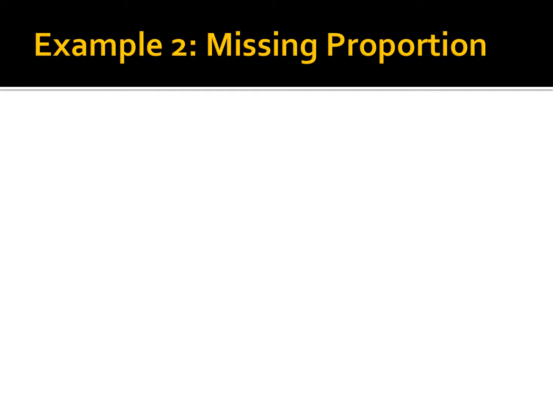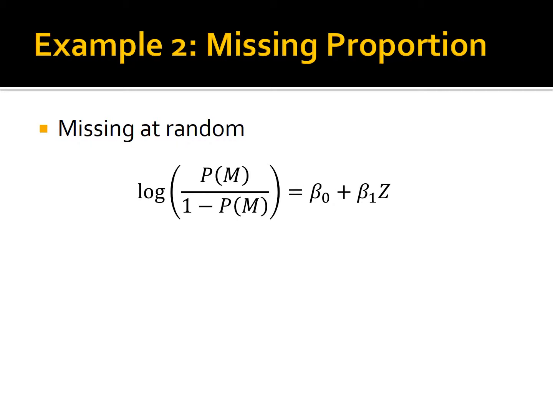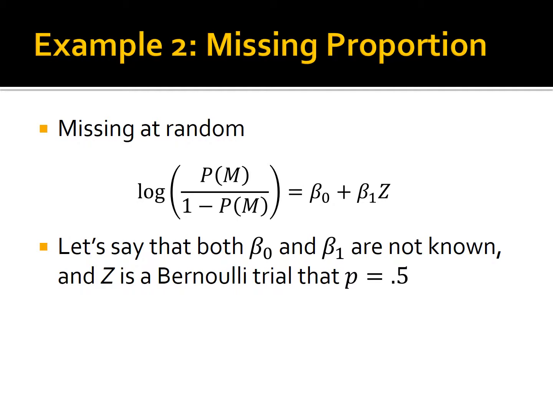That's why we could vary our starting values. Okay, let's move on to missing proportion. The example depends on the context of missing at random, such that the missing rate depends on the auxiliary variable z, and we would like to specify beta 0 and beta 1. Let's say both beta 0 and beta 1 are not known, and z is binary, such that the proportion of 1 is 0.5. Again, like the previous one, the expected value of z is 0.5.